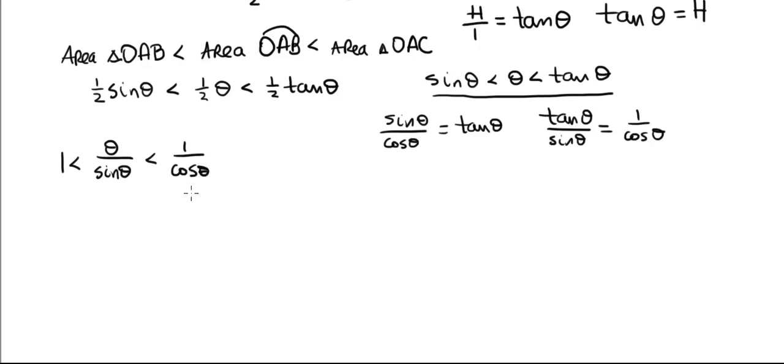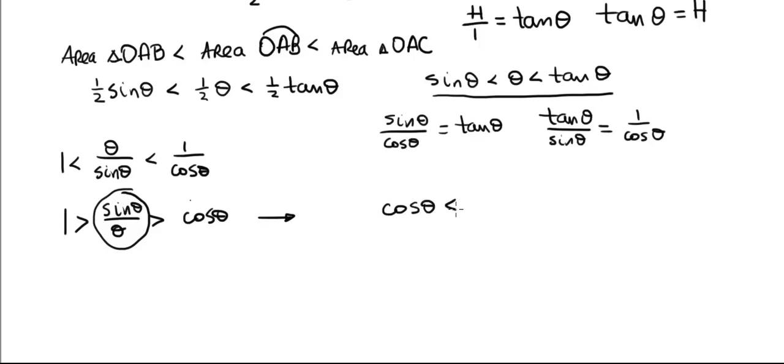Let's flip everything. Remember, when these are positive numbers, the inequality gets reversed. So 1 is greater than sine theta over theta, and that in turn is greater than cosine of theta. And here's the quantity we're interested in, the function we're interested in. Let's rewrite this as cosine of theta less than sine theta over theta, which in turn is less than 1.